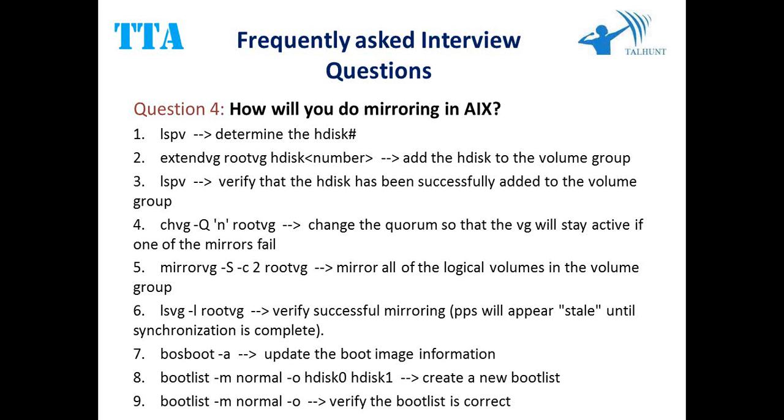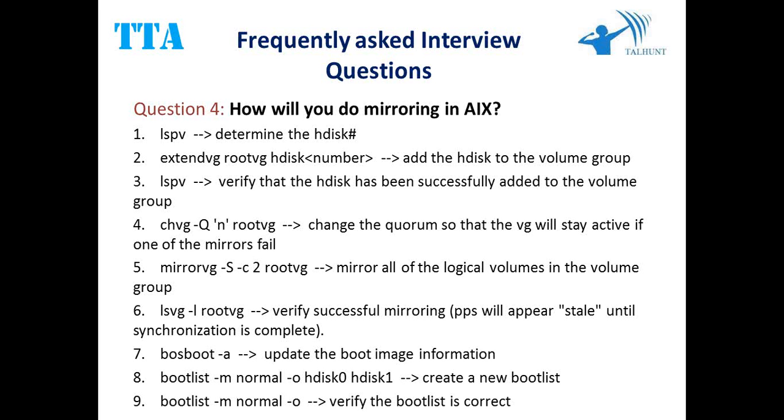And point number 5 is that the actual mirroring happens with this command, mirrorvg. You're mirroring the volume group, and you make 2 copies. The -c is for copies. You are making 2 copies of the root VG, so all the logical volumes under the volume group are mirrored. Then you run the lsvg command again to check whether your mirroring is successful.